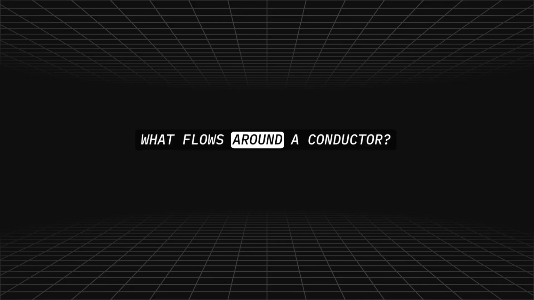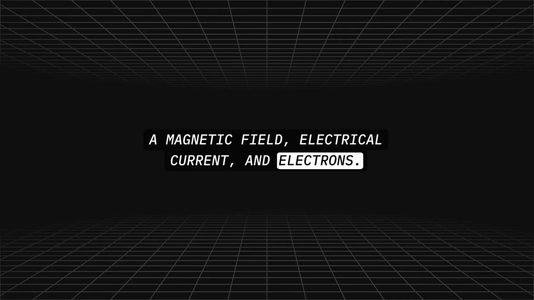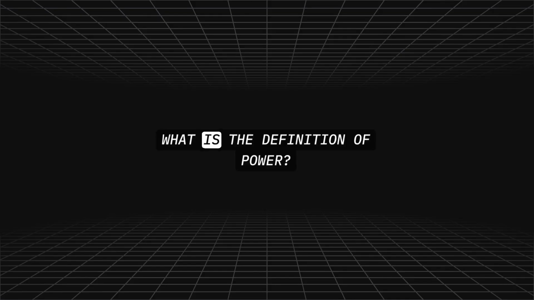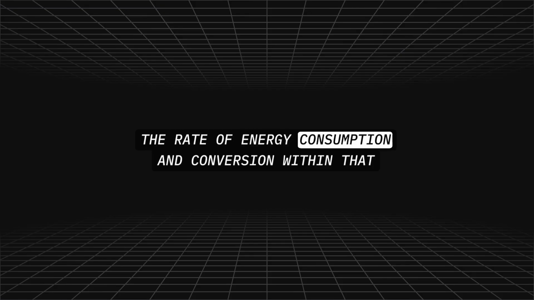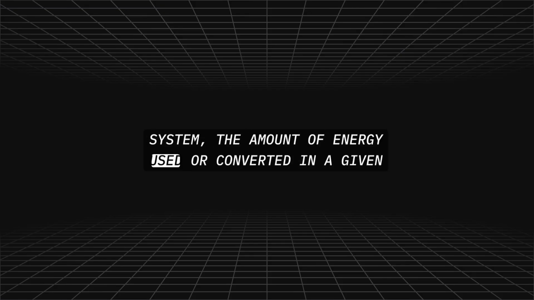What flows around a conductor? A magnetic field, electrical current, and electrons. What is the definition of power? The rate of energy consumption and conversion within that system, the amount of energy used or converted in a given amount of time.